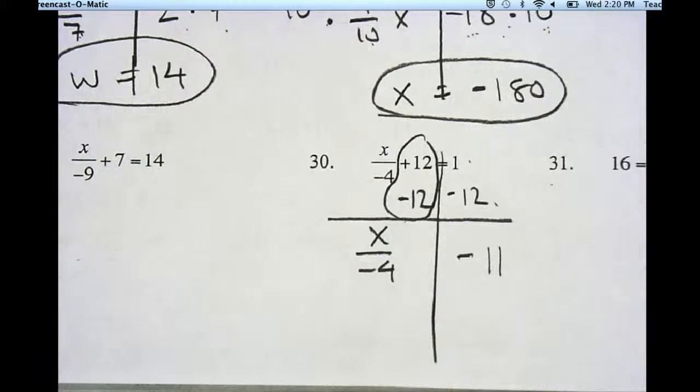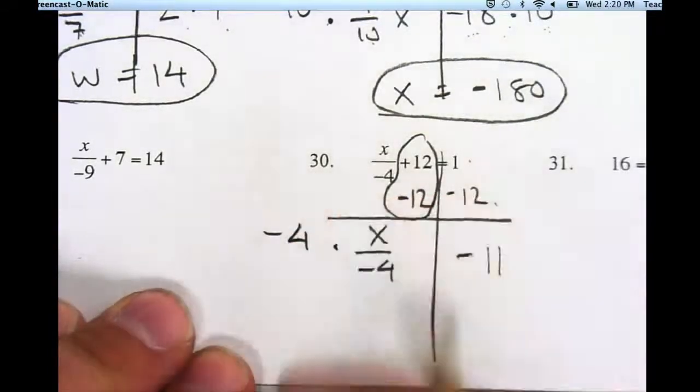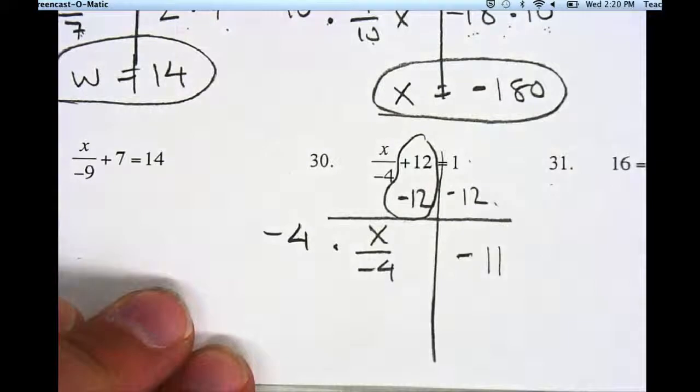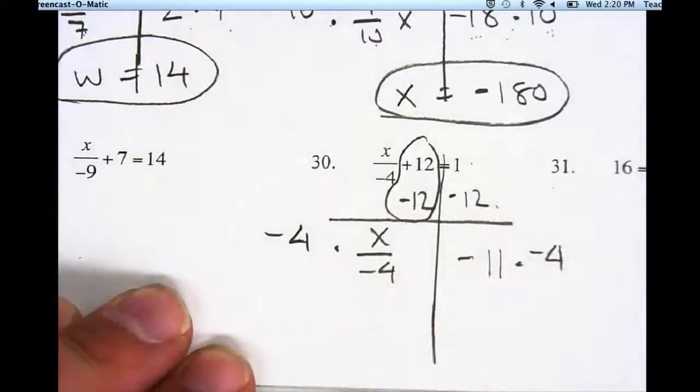Now, to get it just so it's x, I have to undo dividing x by negative 4. What's the opposite of dividing by negative 4? I have to multiply by negative 4. But if I do it on one side of the equation, I have to do it on the other side of the equation too. Make sure you show these steps, because as you get more difficult problems, if you're not showing these steps, you'll be making mistakes.